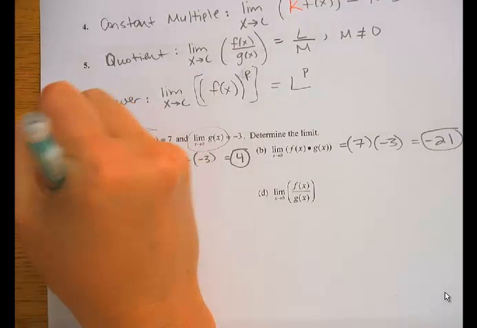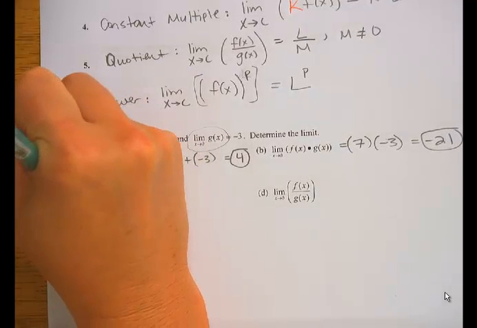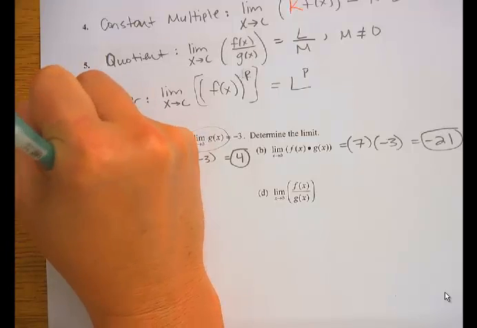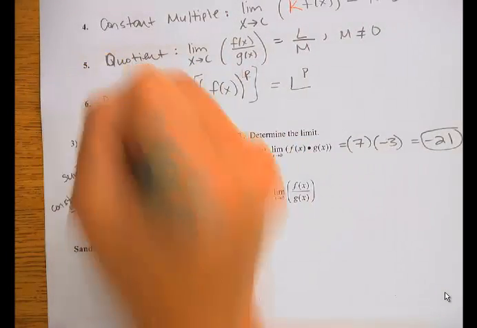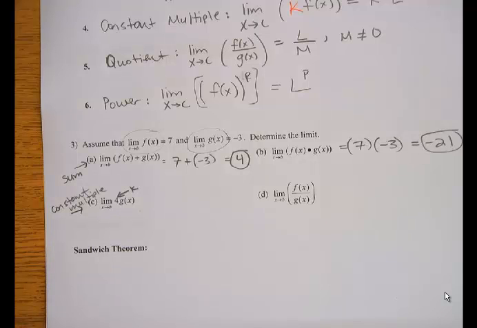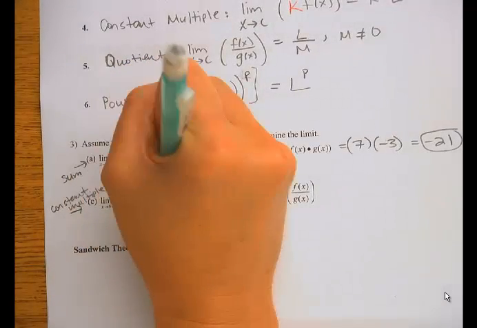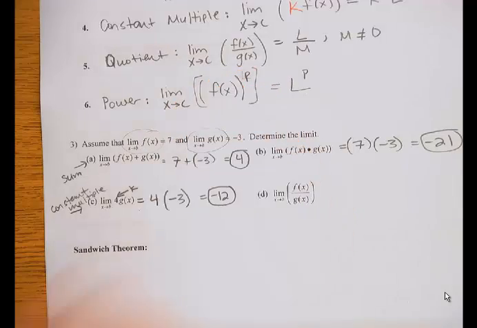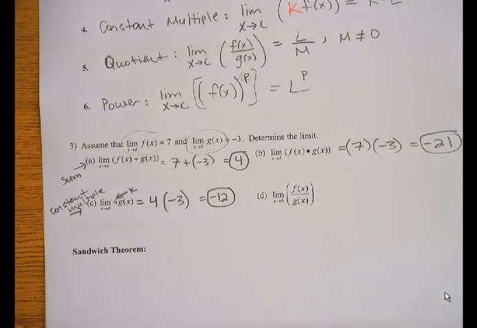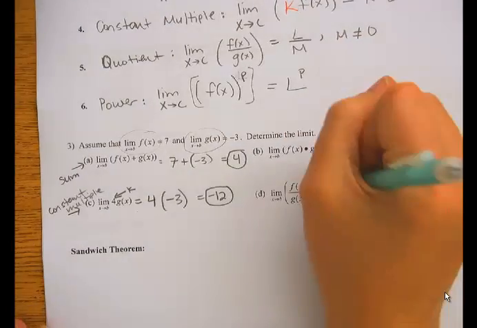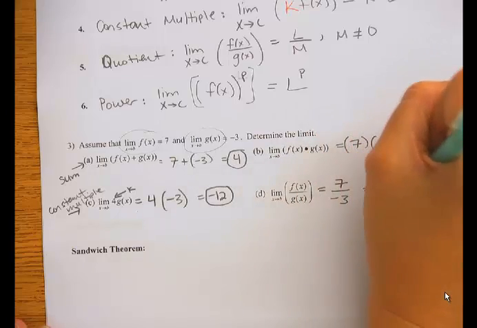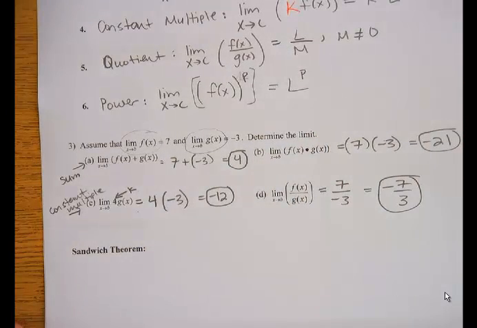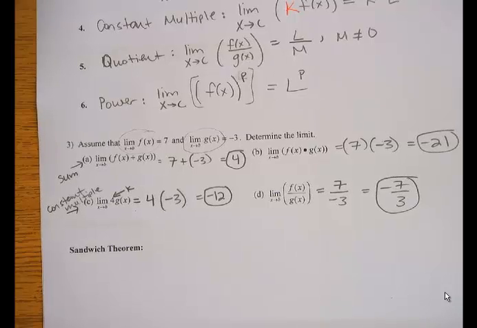This one here is using the constant multiple rule. And just so you can see right there, the k value is 4. So it's like just some number times a function. Well, I'm going to take that same 4 and multiply it to the limit of g of x, which is negative 3. And so I get negative 12 for the answer for part C. And then for part D, I'll go ahead and just divide here. And I'm basically just left with negative 7/3, or you can write that as a mixed number if you'd like. So that's how we apply the properties.